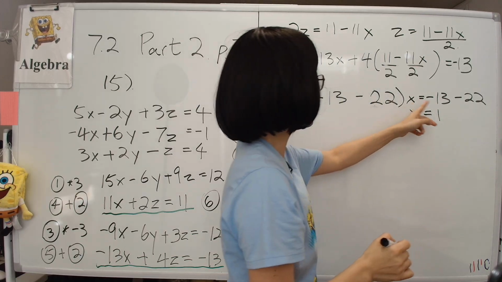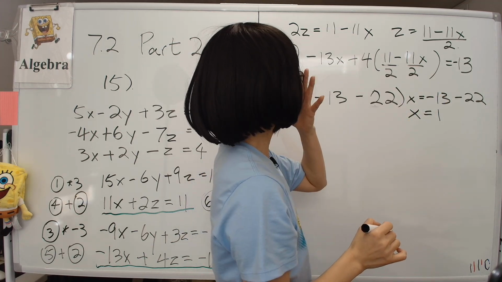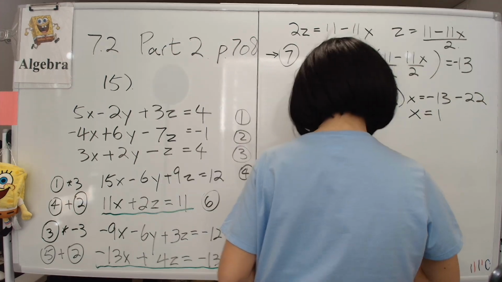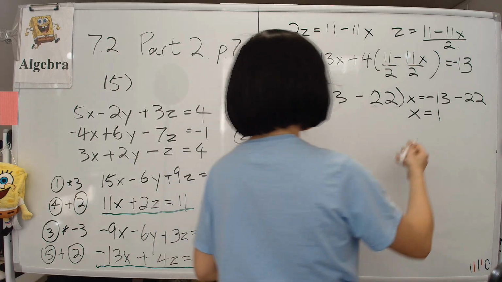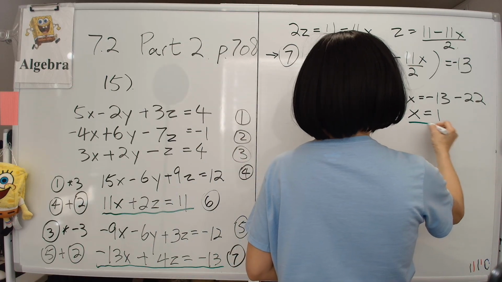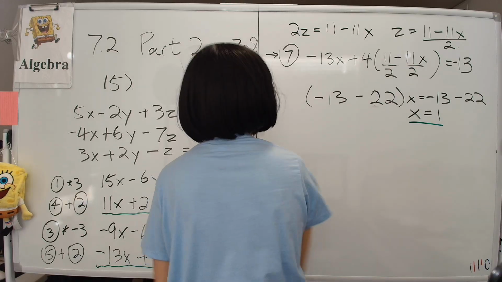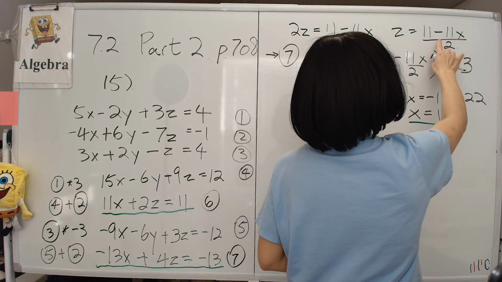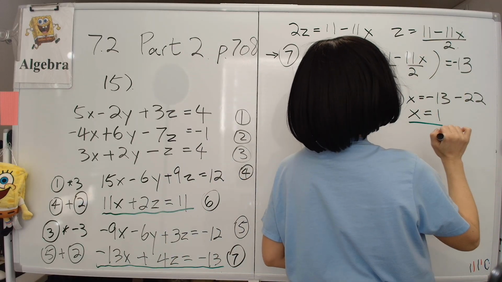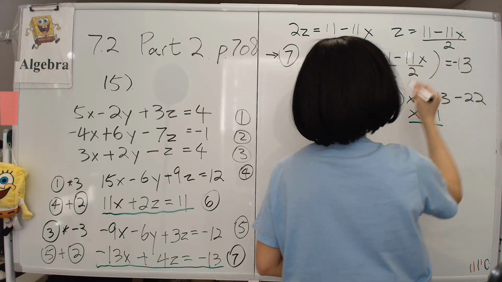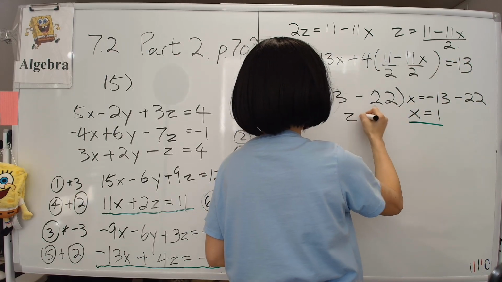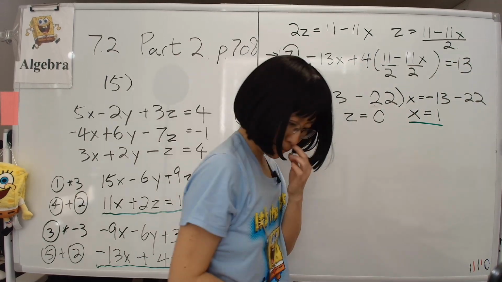Anything times 1 equals itself. So x is 1, so that's great. So we found one answer. X is equal to 1. And so the next thing, we found z in terms of x right there. So let's stick 1 in there. Well, 11 minus 11 times 0, times 1, that's just 0. So z equals 0. So we already got the second answer.